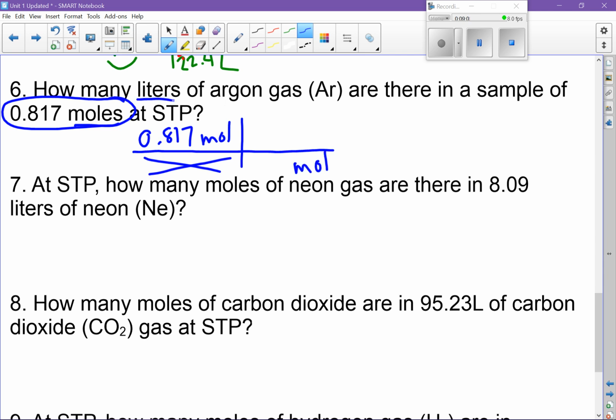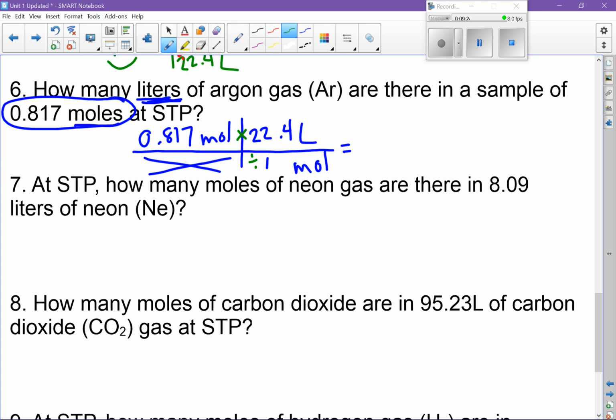The question says we need to solve for the number of liters. What you're looking for goes on top. So then you can fill in your numbers. Molar volume is 22.4. That's what goes with liters. Always 1 with the mole. Then you just have to use your calculator. Times on top, divide down.